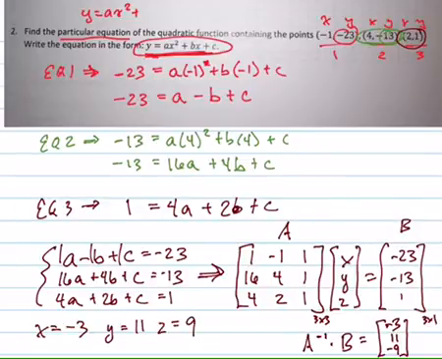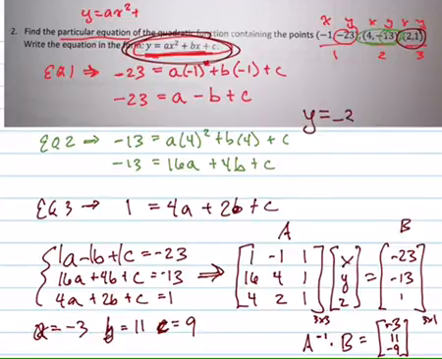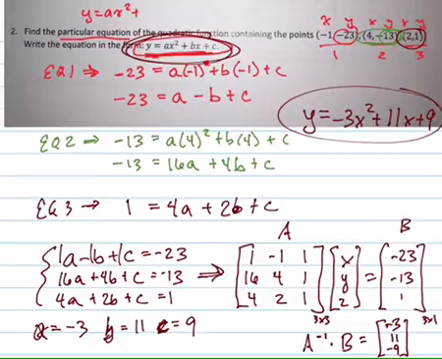So now I go back and I write it in that form. Remember x, y, and z were a, b, and c, right? They were actually not x, y, z, they were a, b, c. So a is negative 3, so y equals negative 3x squared plus 11x minus 9. There's your equation. And you can check it by plugging those values back in there, and sure enough, you'll see all three of those make the equation true.